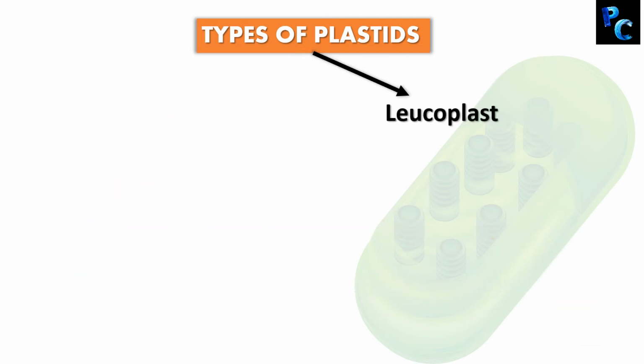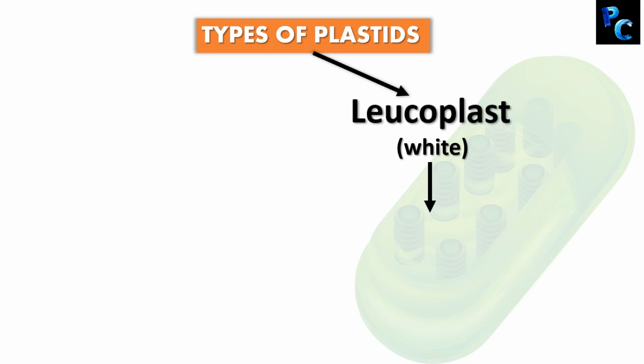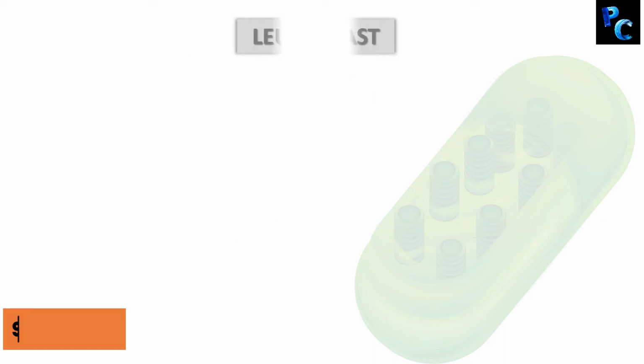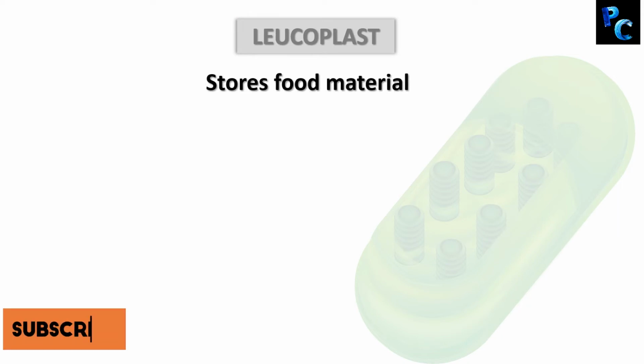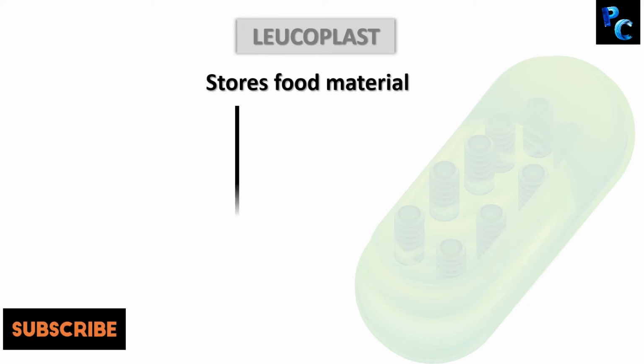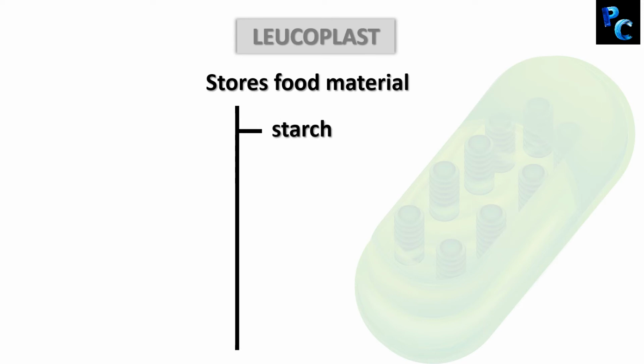The other type of plastid is leucoplast. Leuco means white. So you can understand that these plastids do not contain any color pigments and that's why they are white. Leucoplast basically help in the storage of food materials. They can store food materials like starch, proteins, even oils.